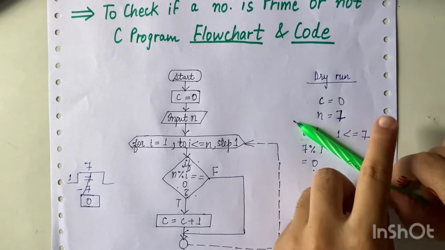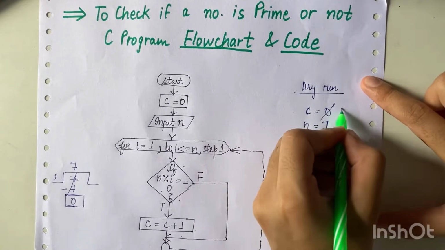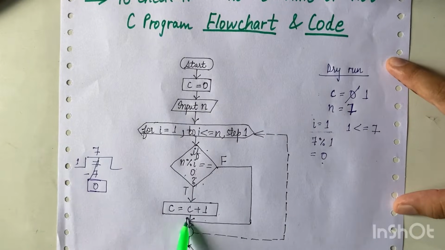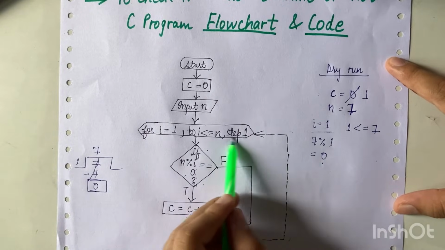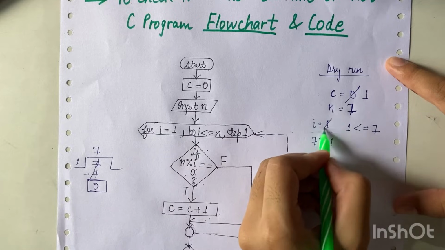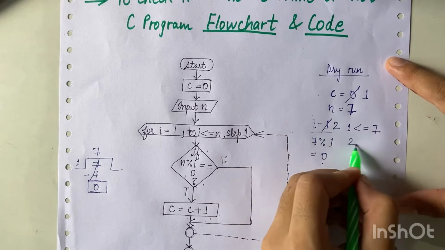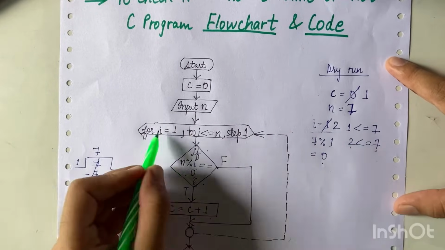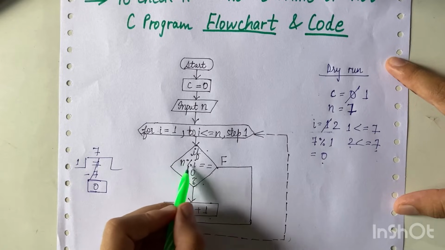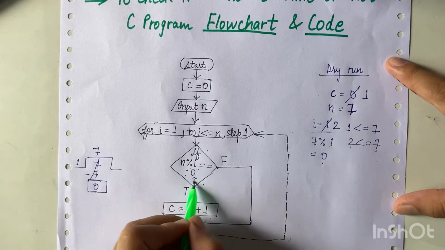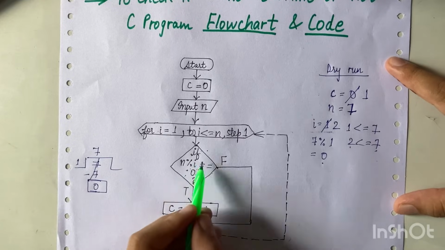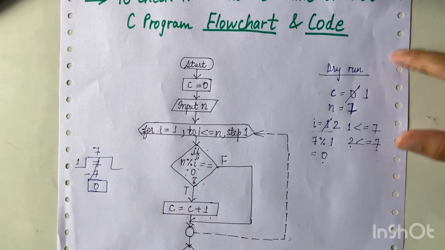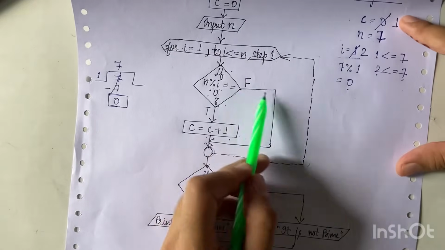That means c is not 0 anymore, it is 1, because the value is incremented by 1. Then again it will go back here, step 1, it is incremented by 1, that is i is 2 now. So 2 is less than or equal to 7, the condition is true, but 7 modulus 2 is not equal to 0, then it will come out of the if. It means this condition is false.